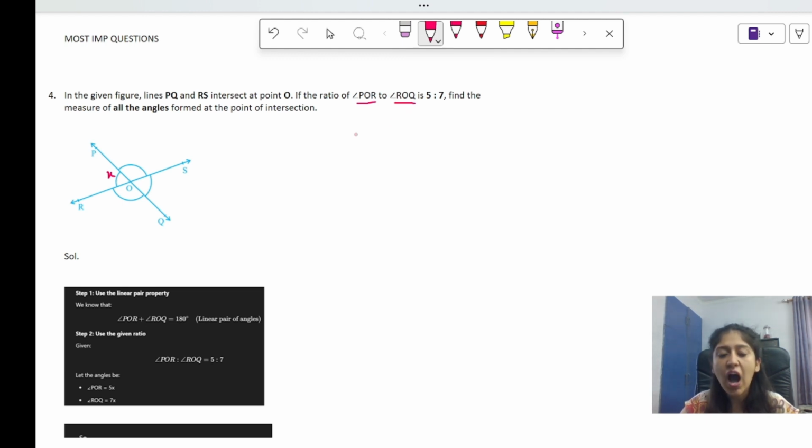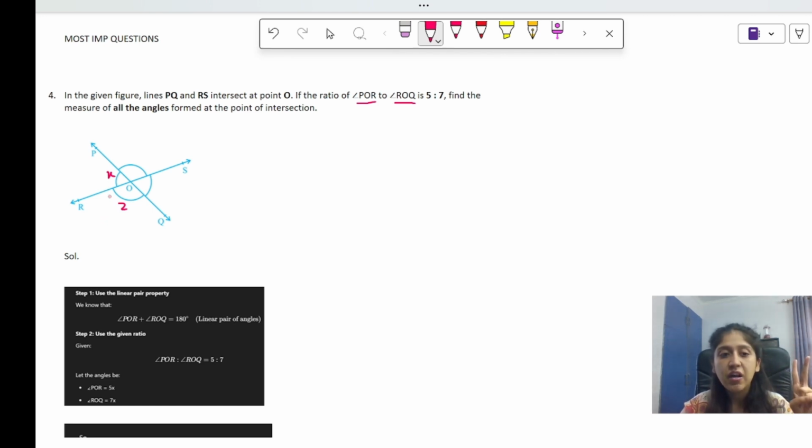ओके, I have ROQ. ROQ, let us write it as Z. You can write Y also. मेरे दिमाग में Z आ गया. I have written Z. Is it clear? Oh. First, let me see कि क्या मैं इसमें कोई relation निकाल पा रही हूँ. Are X and Z vertically opposite? No.